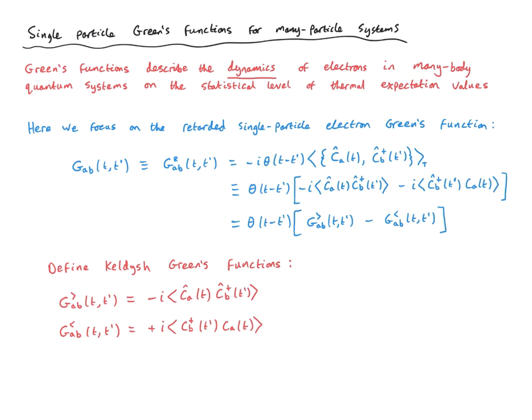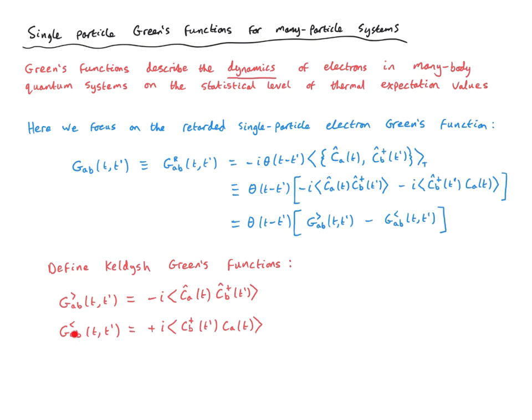we can easily see what these Green's functions mean. The physical interpretation of this G greater is the probability that if I put an electron into the many-particle system at position or orbital B at time t', then I can take the electron out at position or orbital A at time t. Notice that this does not have to be the same electron. This is simply the overall thermal expectation value for such a process.